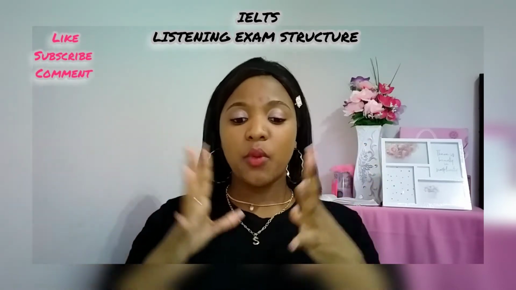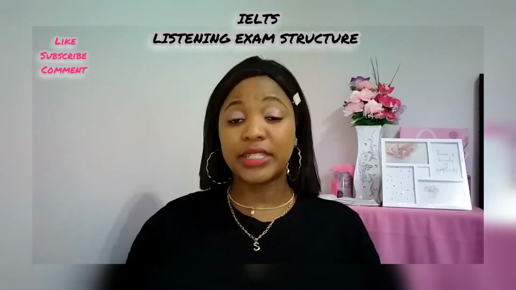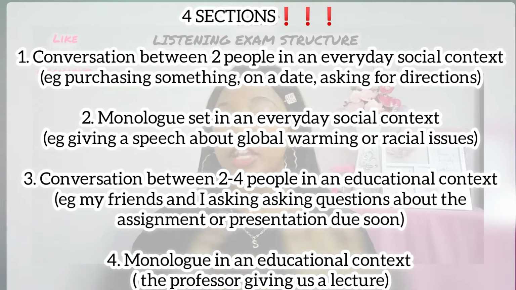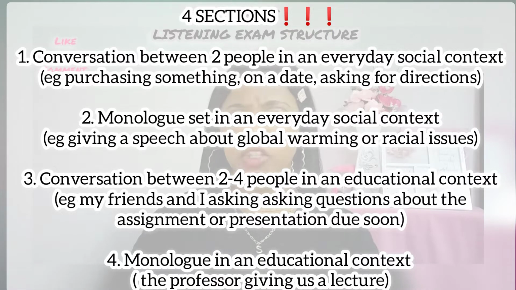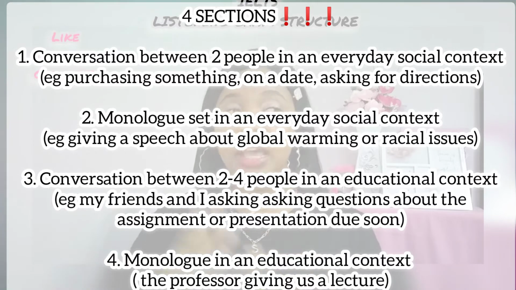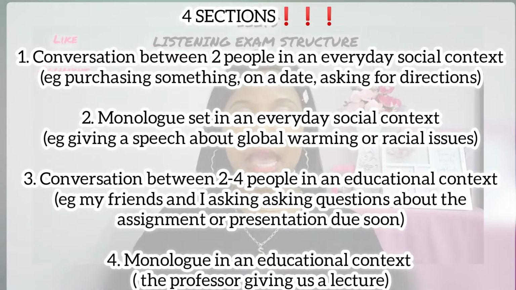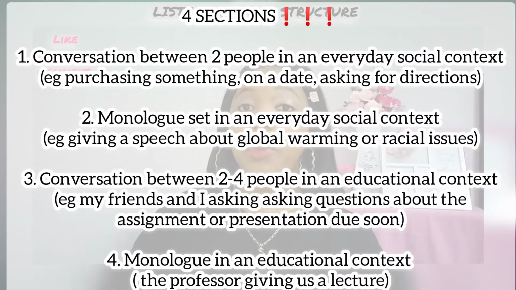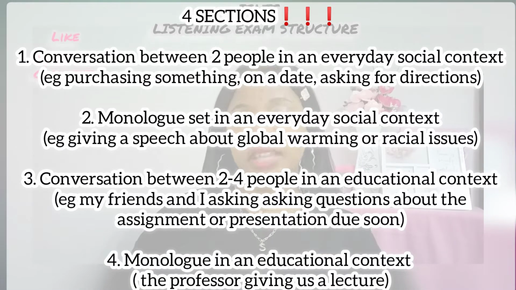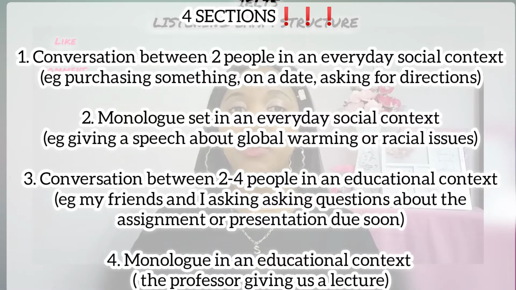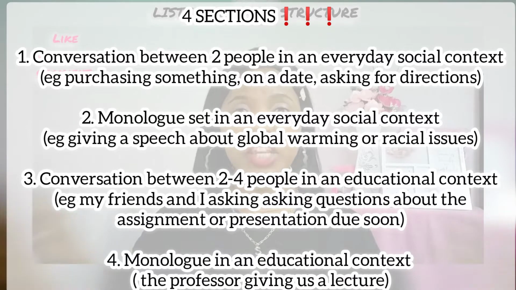And then I want us to look at these 4 sections. The first section you're going to get is a conversation between 2 people in an everyday social context. So it could be I am purchasing something, maybe I'm on a date, maybe I am asking for directions. And then the second one would be a monologue set in an everyday social context. For example, I'm giving a speech about global warming or about racial issues.